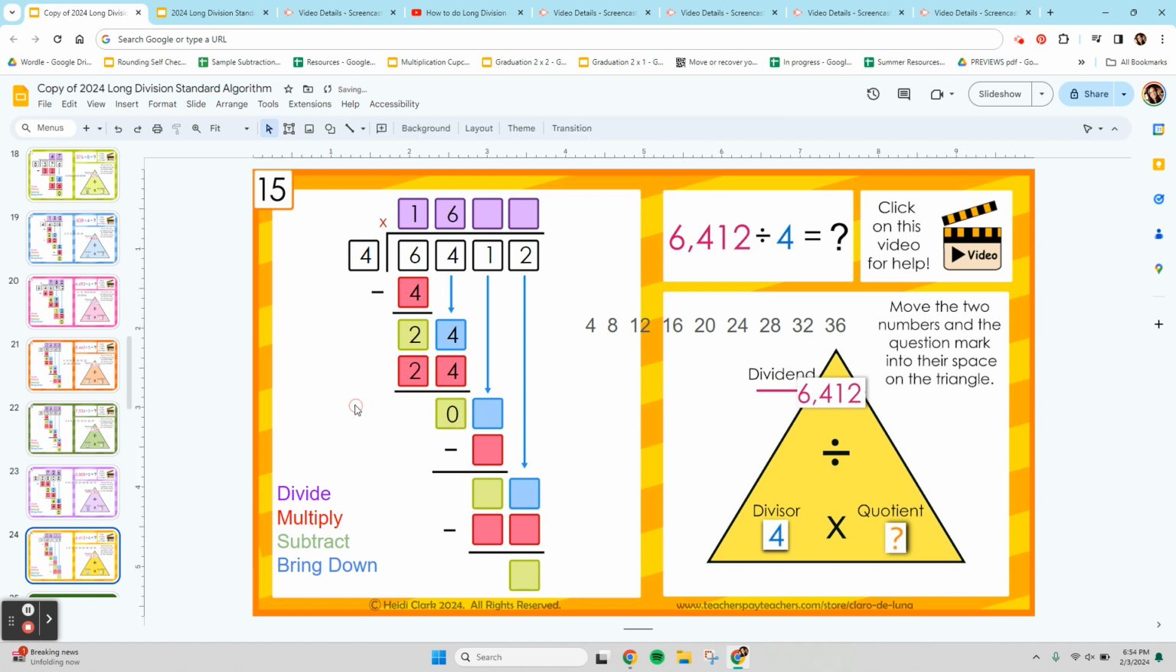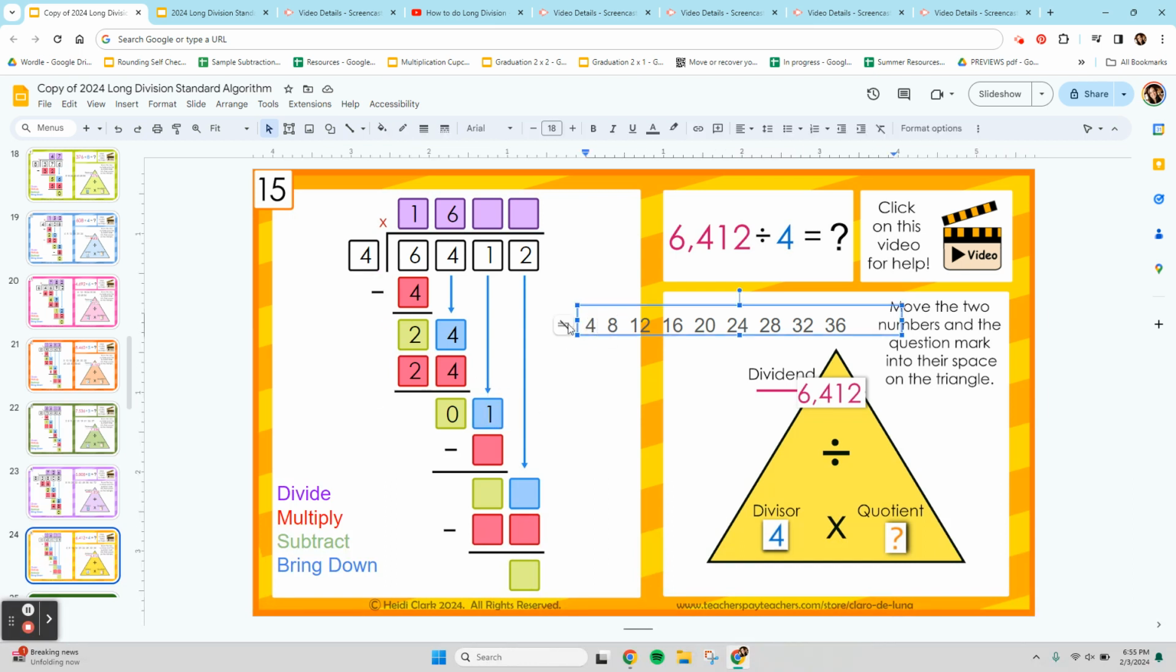Next, you're going to bring down the 1. Now, these are the kind of questions that always used to confuse me, but they're actually really easy. Just don't overthink it. You're going to divide. How many times can 4 fit into 1? Well, can you skip count your 4s to get to 1? No, you're already over. So you can't do it. So it's 0. So you just put the 0 up there. If you have a number that's just too small to divide up, you just put your 0 there.